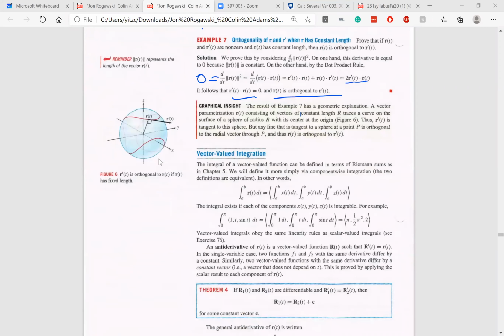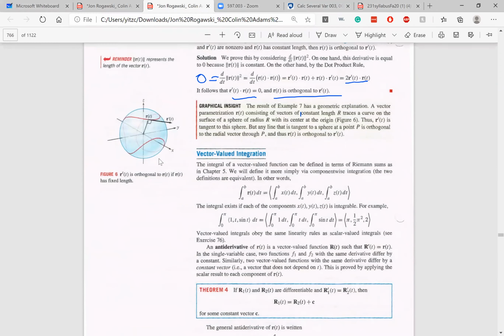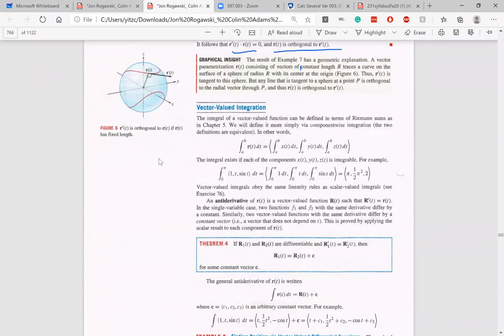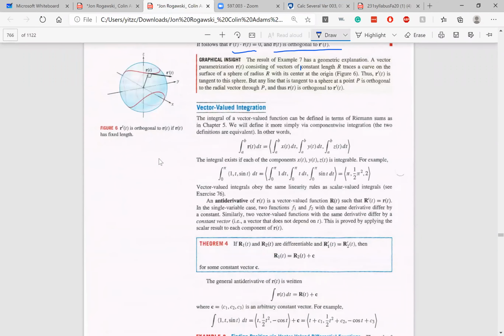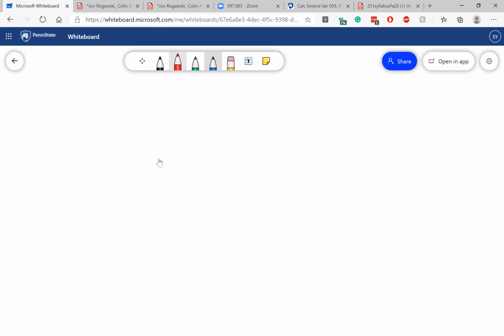We'll continue with arc length next class, so this won't be very long. For integration, we're going to also integrate component-wise.